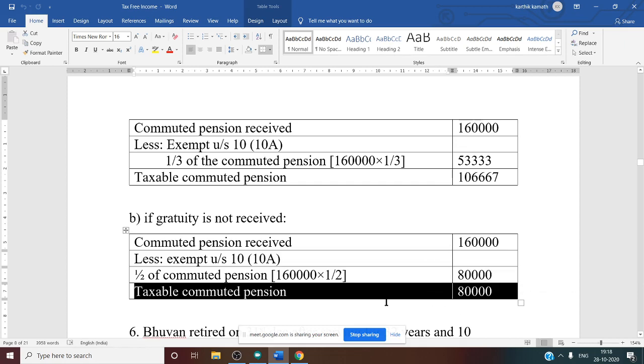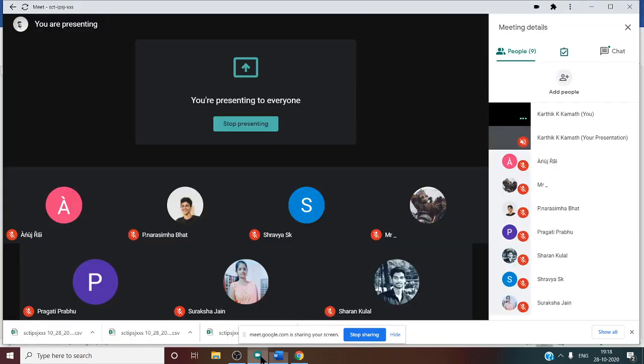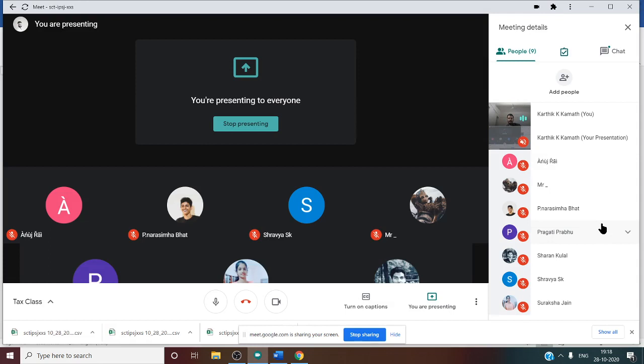So, a very small problem. Any doubt regarding this particular problem, you can ask. Any doubt regarding this problem about commuted pension? Any doubt? Anuj, Hanumanta, Narasimha, Pragati, Sharan, Shavya, Suraksha.